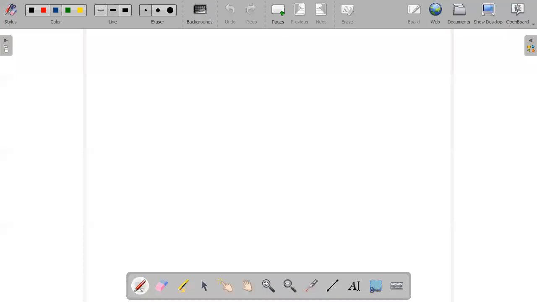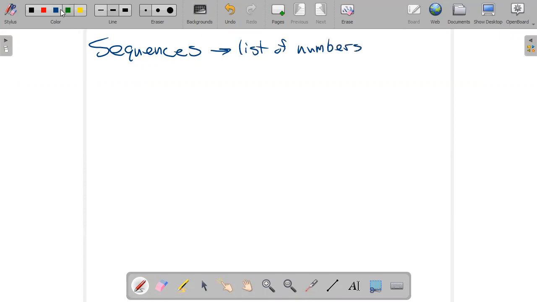Record this. We're playing around with three things right now. Sequences. And remember, a sequence is just a list of numbers. Like we rely on the counting sequence, 1, 2, 3, 4, and that just goes on forever.